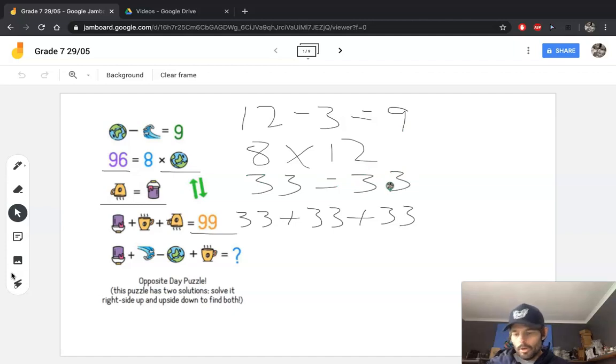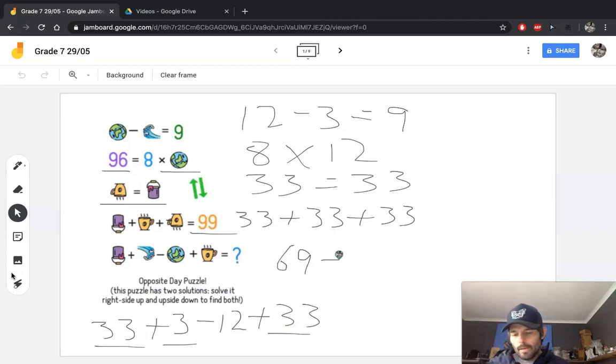And then right at the bottom, we'll have 33 plus 3 minus 12 plus 33. And if we go through that, what I would do is I'd say 33 add 33 is 66. Okay, add 3 is 69. 69 minus 12 is going to give me 57. Okay, so the answer to the puzzle in that form is 57.